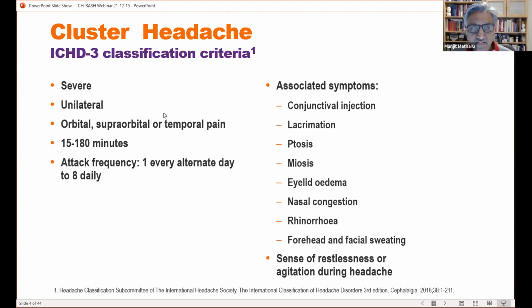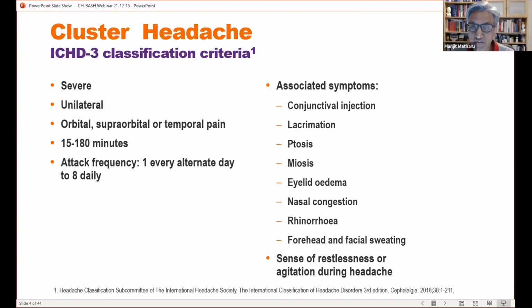The attacks in cluster headache are severe. They're unilateral, strictly unilateral, but can be side variable from attack to attack. The pain is in the first and the second division generally, in the orbital, supraorbital, and the temporal region. The attacks generally last from anywhere between 15 minutes and 3 hours, though they can be a bit longer at times. And the attack frequency is usually 1 to 3 a day, but ranges anywhere between 3 a week to as many as 8 daily.